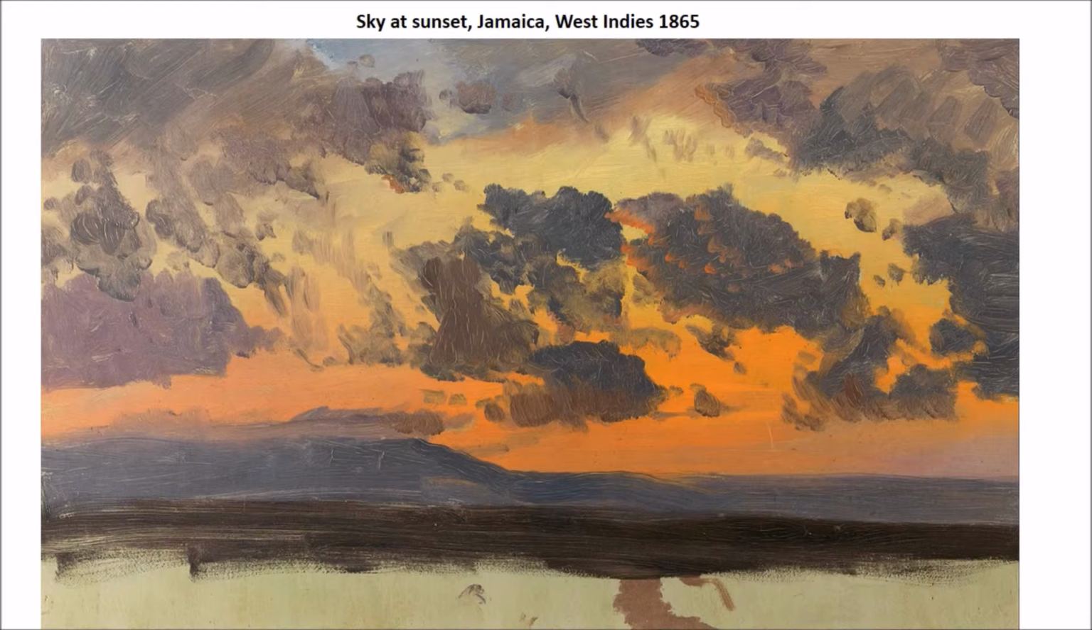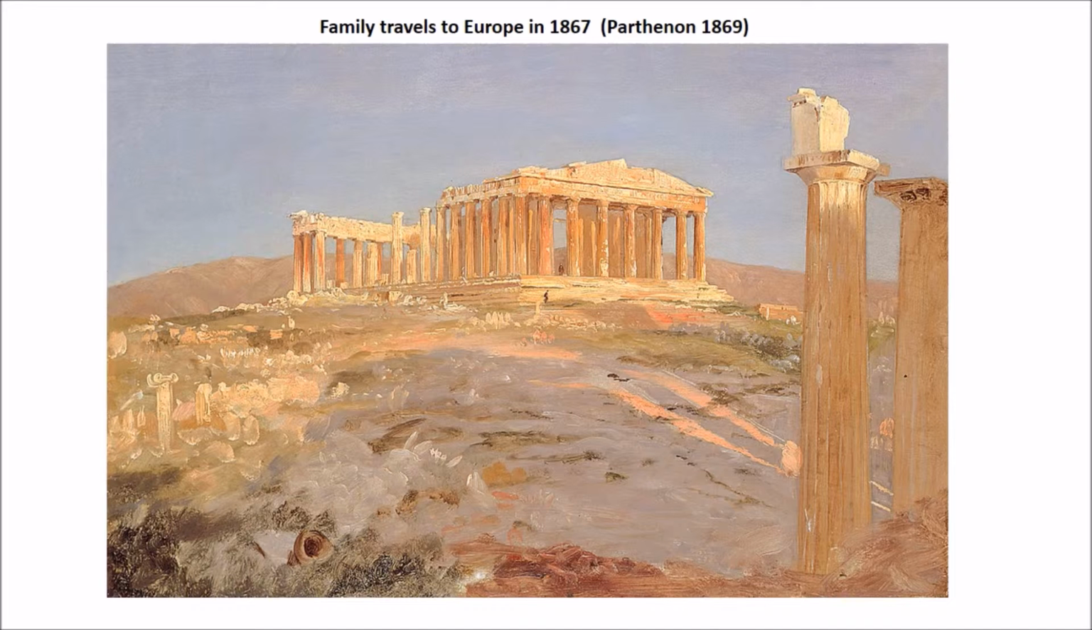Moving forward to 1865, what actually happens is the Church family loses their two children in quick succession to each other. So Frederic actually leaves the country for a while. He goes to Jamaica and spends roughly about 6 months there. This is another wonderful little study, as we can see, kind of abstract in his use of the texturing in the left corner to symbolize the land.